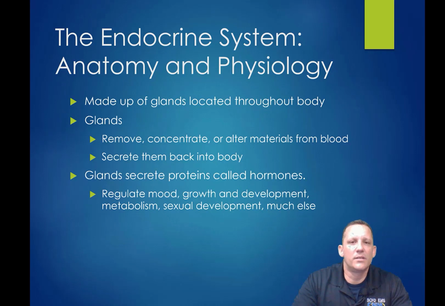Now we're going to talk a little bit about the endocrine system, and that's made up of glands located throughout the body. This removes or concentrates or alters materials from the blood and then secretes them back into the body. The glands secrete proteins called hormones, which regulate mood, growth, and development, control metabolism, sexual development, and many of the other body functions.